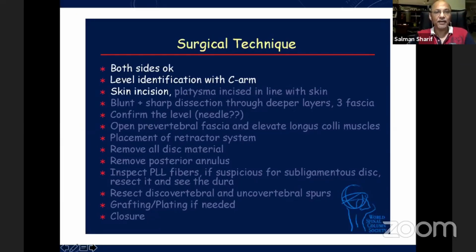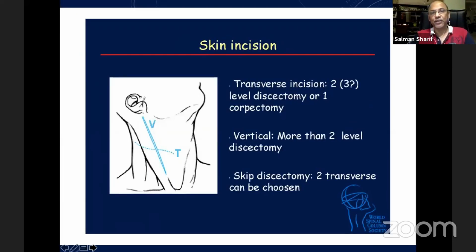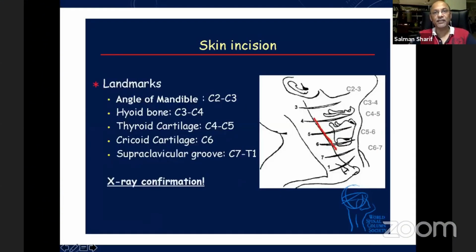You identify the level with the C-arm, and skin incision is routine. So a transverse incision, for the levels we're going to be talking about. Many times I use skip incisions when you've got two levels, for example, 3-4 I'm doing and 6-7 I'm doing. I do them with two separate incisions, and they give very good cosmetic results.